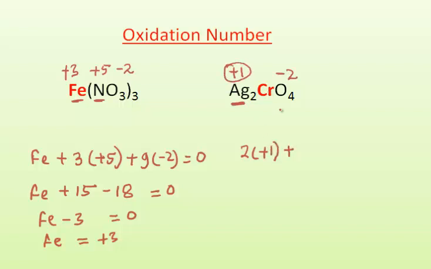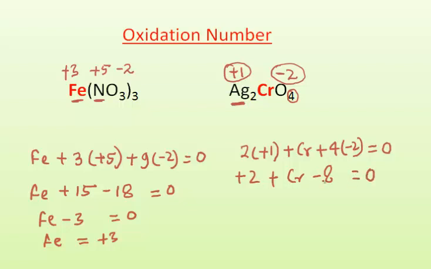and plus there is only one Cr atom, I put here Cr atom, plus there are 4 oxygen atoms, I put here 4 bracket. The oxidation number of oxygen atom is -2, we put here -2, and this is also a neutral compound, it does not carry any charge, that is why we equalize to 0. Now we do the calculation. 2 1s are 2, we get +2, plus Cr, 4 2s are 8, we get -8 is equal to 0. +2 minus 8 is equal to -6. Cr -6 is equal to 0. We can transfer -6 to the right side. Cr is equal to +6. Well, the oxidation number of Cr atom in this compound is +6.